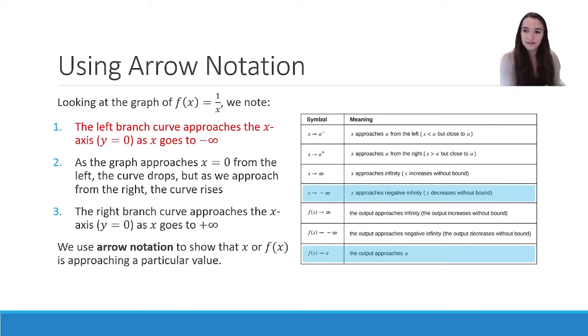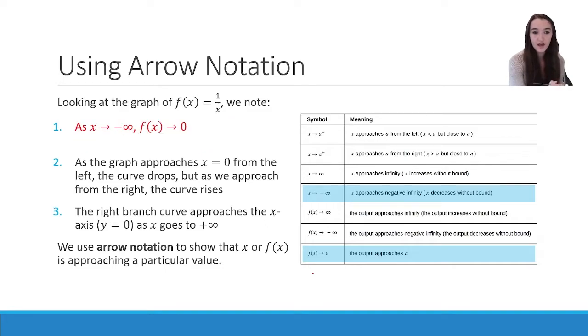So let's look at our statements. The left branch curve approaches the x-axis as x goes to negative infinity. We could simplify that using x heading towards negative infinity, because we're on the left, and f of x approaching a, which in this case is the value 0, that y value 0. So we can write this as x arrow negative infinity, f of x arrow 0. As x approaches negative infinity, f of x approaches 0.